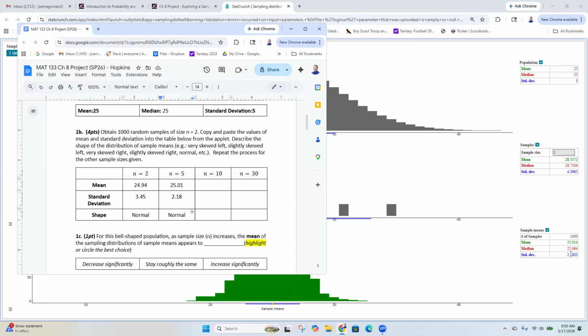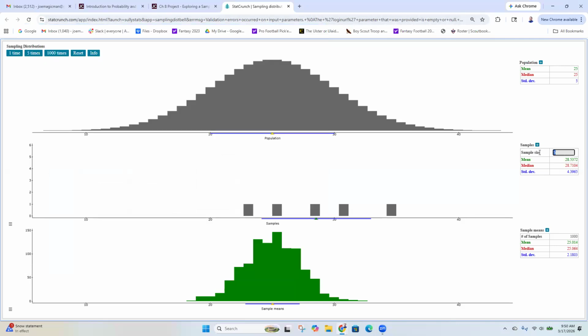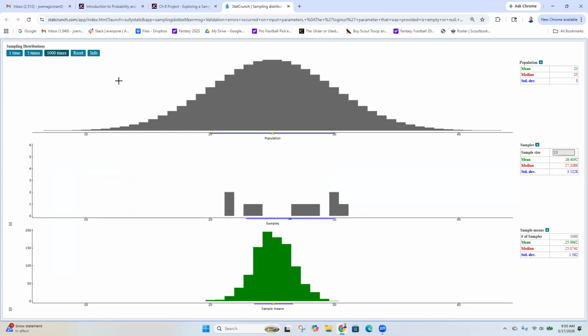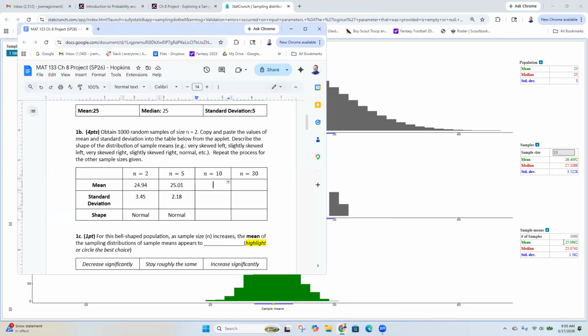And you can see that it's symmetric because if you look at the mean and the median for the sample means, they're very close, 25.01, 25.06. We said that when your mean and your median are close-ish, that it's symmetric, okay? They don't have to be equal for it to be symmetric, but all right, we got to do this again for 10. So change your sample size to 10 right here on the right. Hit reset 1,000 times. Now we're just gonna keep booking along.